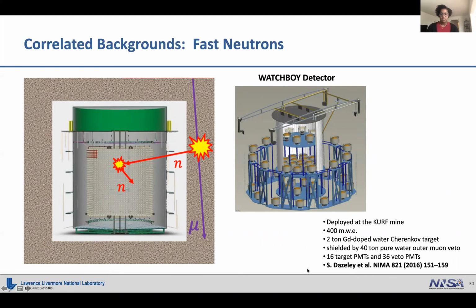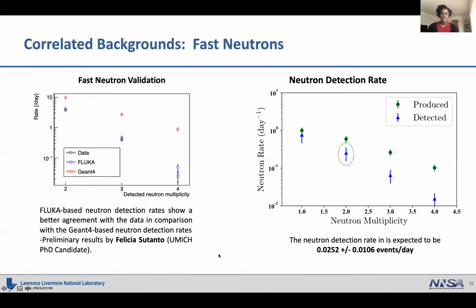And so this was actually verified by a graduate student at University of Michigan. This is Felicia Sutanto, who should be graduating soon. What she did is she investigated different simulation packages to see what could actually reproduce our experiment. For instance, our data from WatchBoy is shown in this gray color. And then when we did the Geant4 simulations, we saw that they overestimated our detected neutron multiplicity significantly.